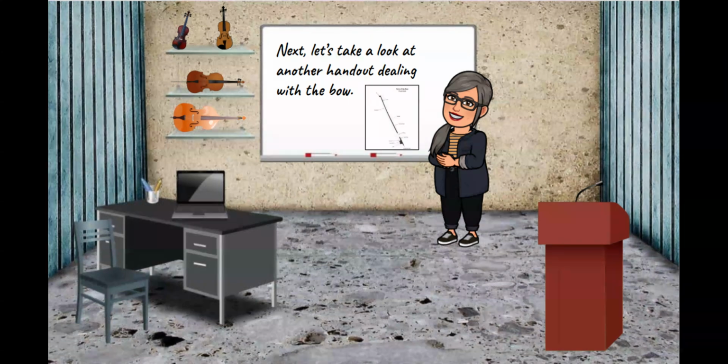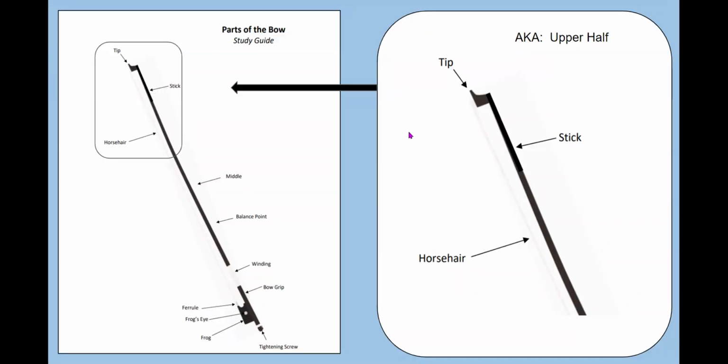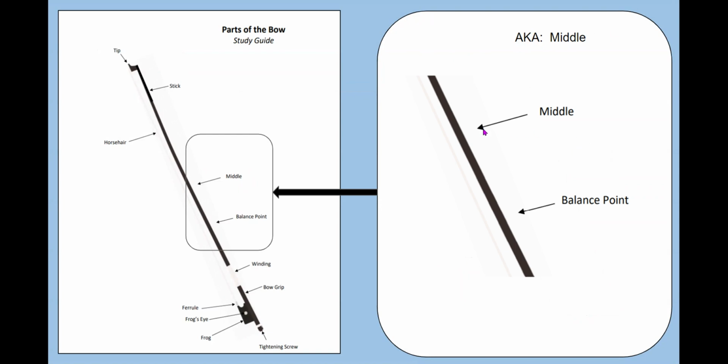So now we're going to go ahead and take a look at another section of the instrument, which is the bow. All right, so if we take a look here at the upper half of the bow, we have the tip, we have the main stick of the bow, and the horsehair. Then as we go to the middle of the bow, the exact same thing right here, the stick, this is the middle of the bow, and then we also have a balance point, and this is what we have to become familiar with when we're learning how to do different bow strokes. We must know how to control the movement of our bow, and the balance point plays a big part of learning how to do that.